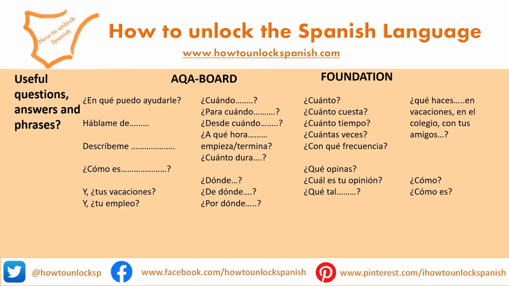Sometimes you also would be asked something like, ¿qué haces en vacaciones? ¿Qué haces en el colegio? ¿Qué haces con tus amigos? That means, what do you do on holidays, in the school, or with your friends? So you don't have to say I do, you just have to say what you actually do. Hablo con mis amigos, juego a los videojuegos, nado, voy a la playa. It's a very open question, so it's very easy to answer.